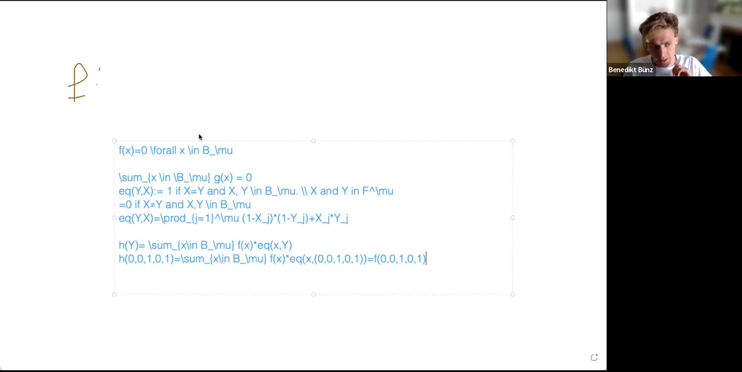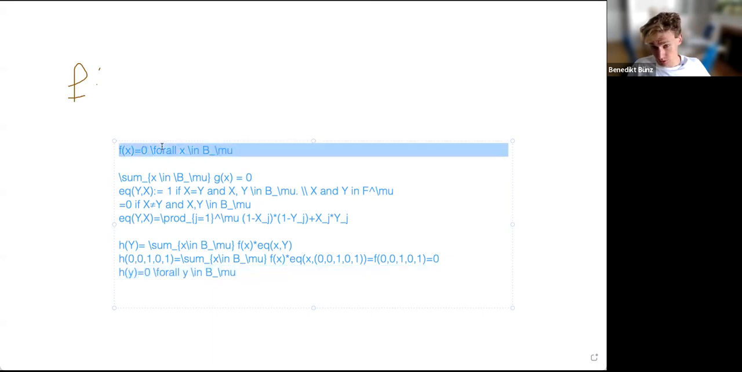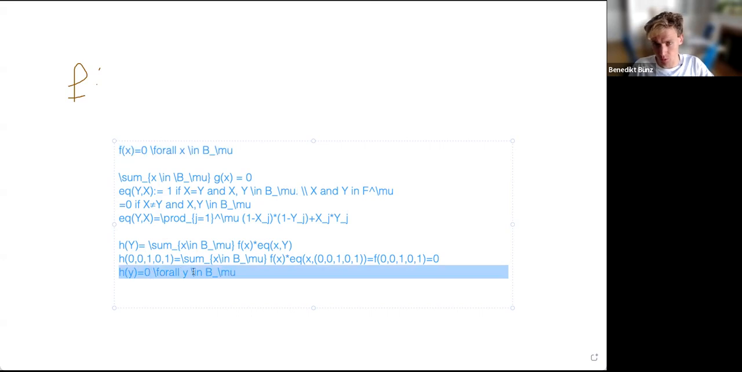But what we're claiming is that the original claim is that f is 0 at all of these points. So this is supposed to be equal to 0, okay? And so what we have is that we know that h of y is equal to 0 for all y in B_mu. Oh, sorry, small y. And this is like, if f is 0 on the hypercube, then this implies h of y is going to be 0 for all of the y terms in the Boolean hypercube.